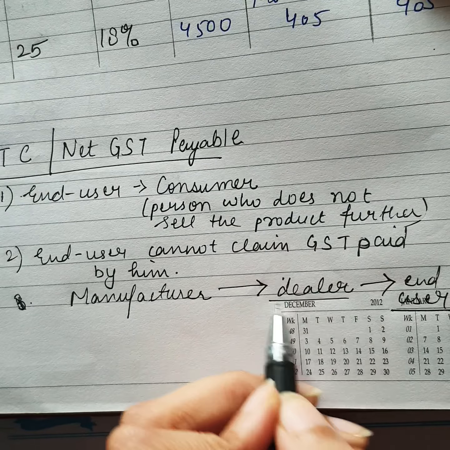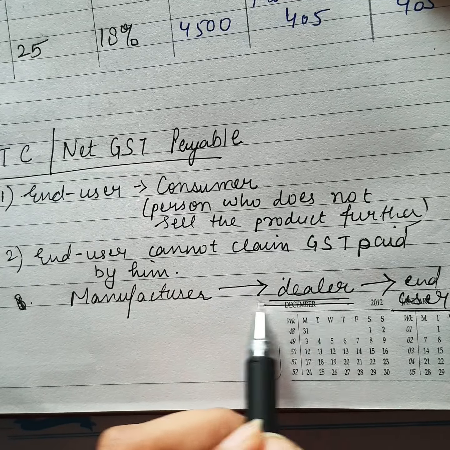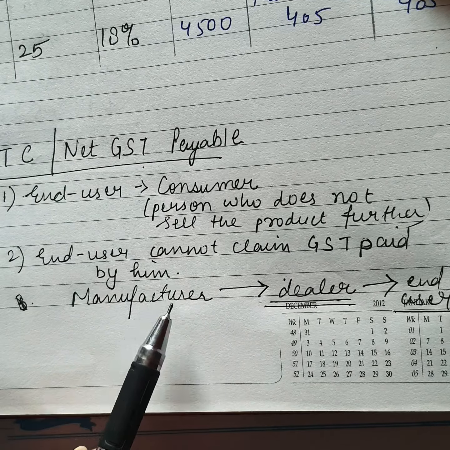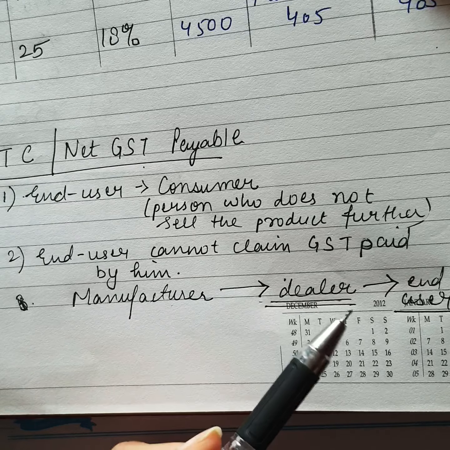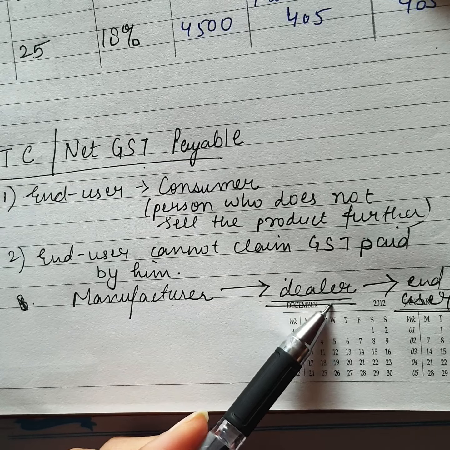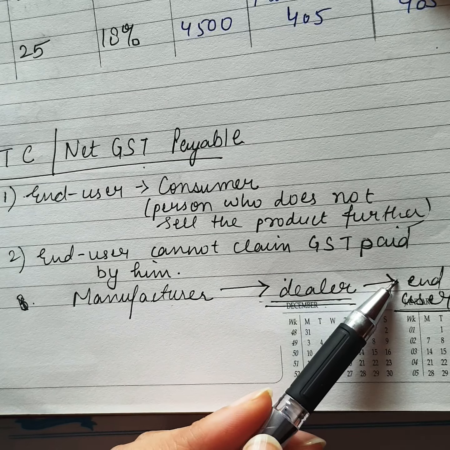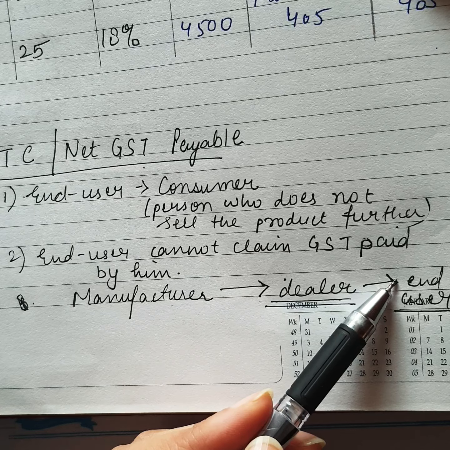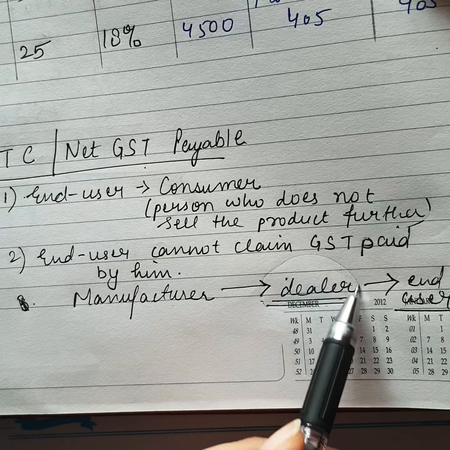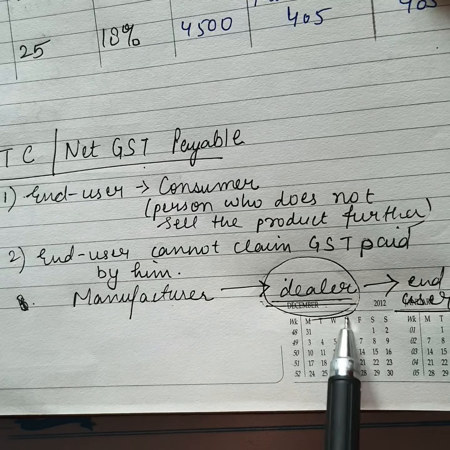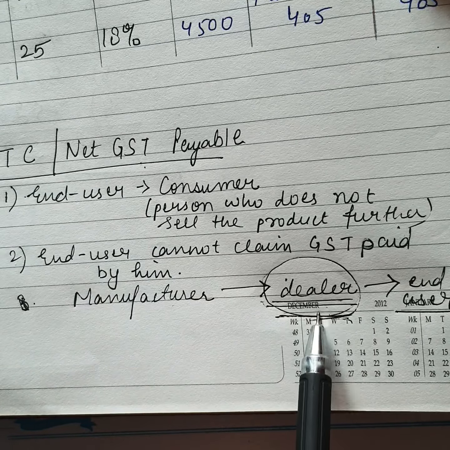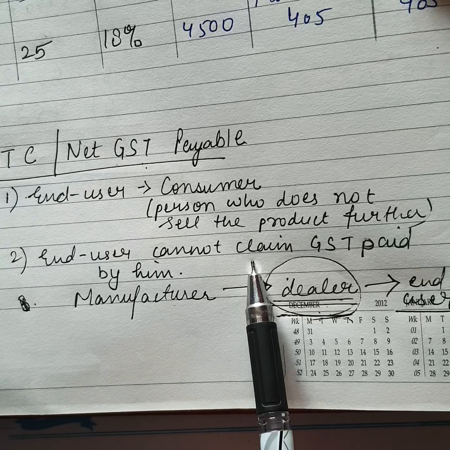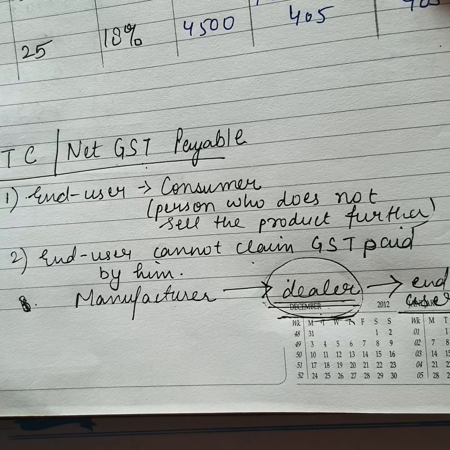So only the dealer can claim the net GST payable, because the manufacturer will supply the products to the dealer at some GST, and then the dealer adds his own profit and sells the goods to the end user on that particular GST slab. So only the dealer can apply for net GST payable. The middle party can always apply for the net GST payable. The consumer, the end user, cannot claim the GST paid by him. Right?